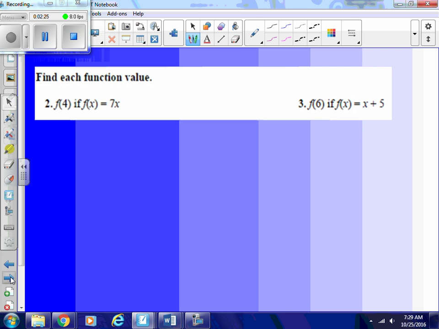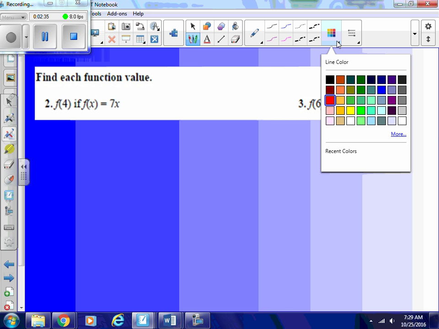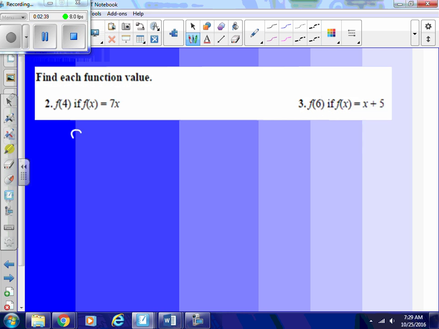All right, for number 2, we're going to find the function value. We'll find f of 4 if f of x equals 7x. So function notation just tells us what to plug in for x. So f of 4 equals 7 times 4. F of 4 is 28. That's the ordered pair 4, 28. When we plugged in 4 for x, y was 28.